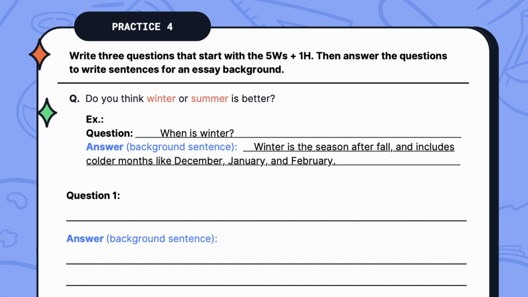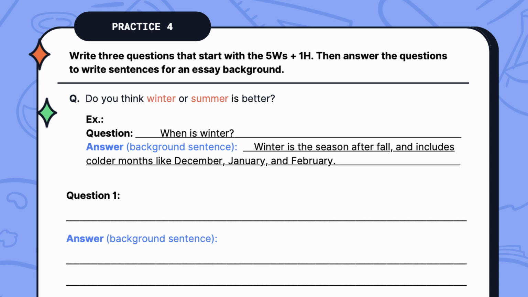Practice 4. Write 3 questions that start with one of the 5 W's or one H word. Then answer the questions to write sentences for an essay background. The question for your essay is, do you think winter or summer is better? Here's an example. A question I could write for my background sentence is, when is winter? My answer, which is my background sentence, could be, winter is the season after fall and includes colder months like December, January, and February. Now it's your turn.